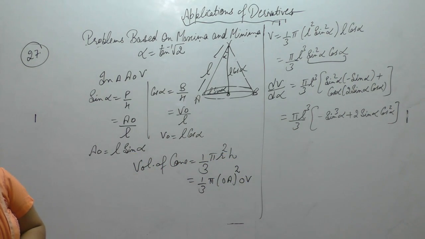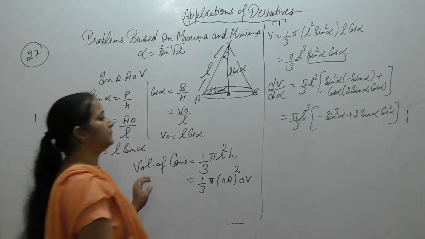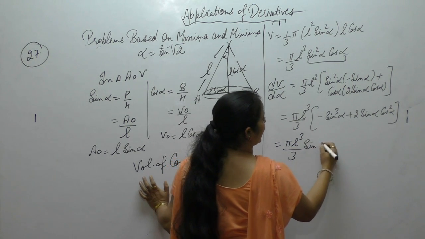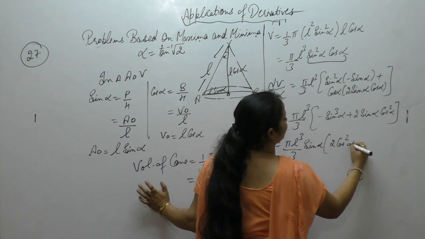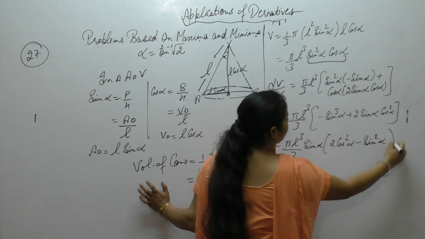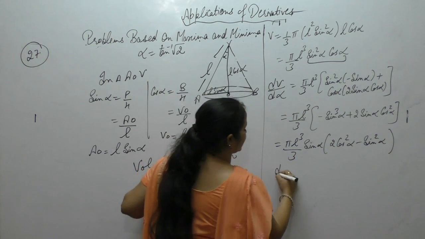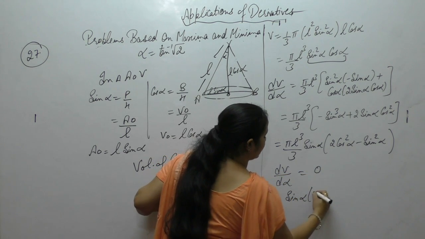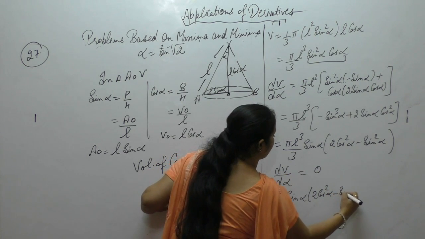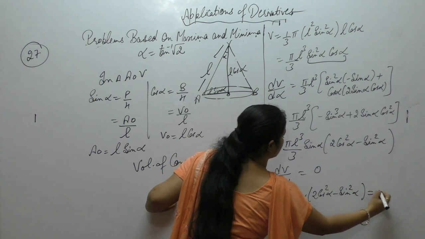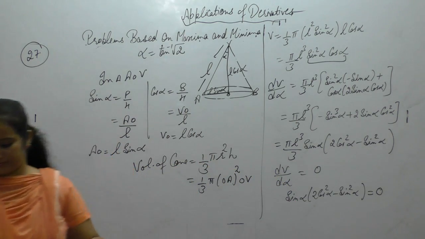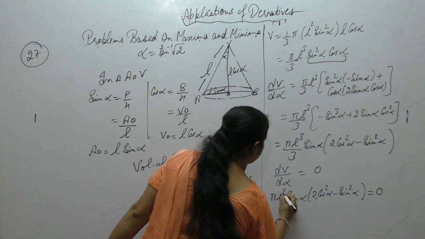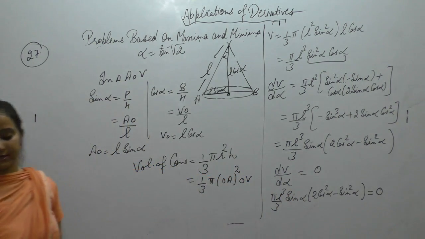Now in the next step, take sin alpha common. Pi L cube by 3 sin alpha into 2 cos square alpha minus sin square alpha. Now put first derivative equal to 0. So what we get? Sin alpha into 2 cos square alpha minus sin square alpha is equal to 0. So note up to here first.